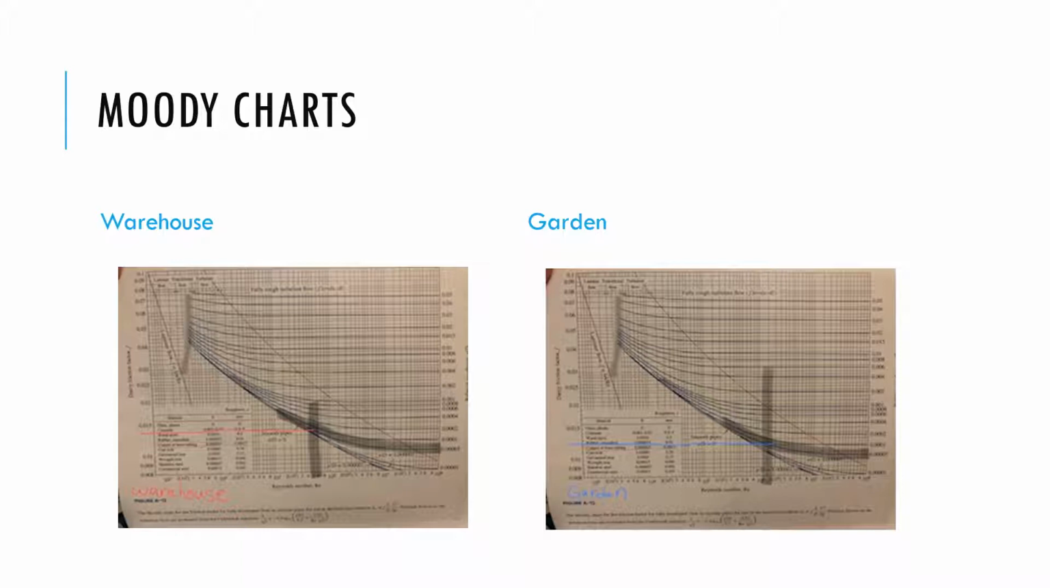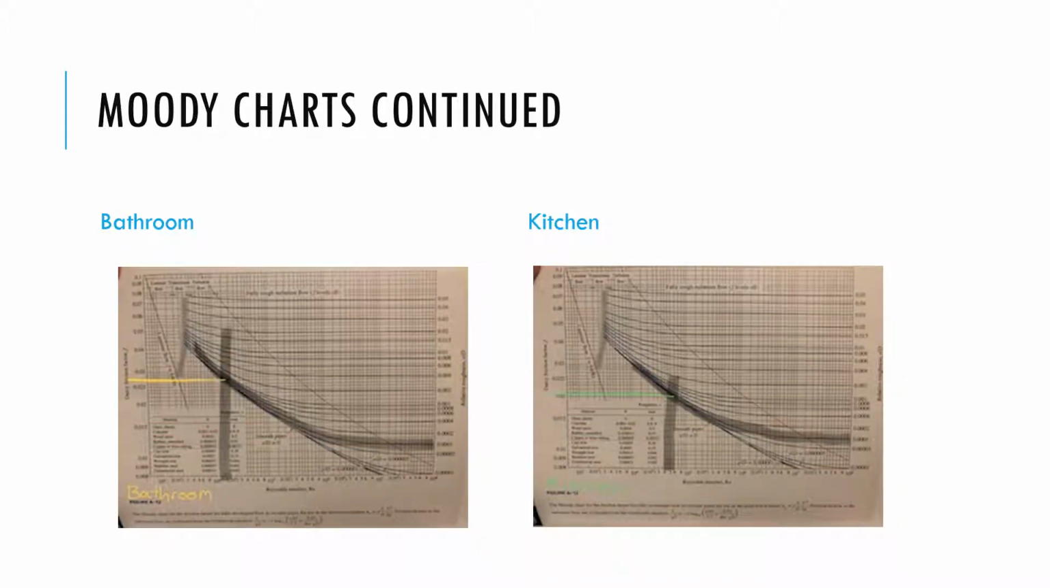Here are my Moody charts. You can see I went up from the Reynolds number and over using the roughness factor to find the friction factor for warehouse, garden, bathroom, and kitchen.